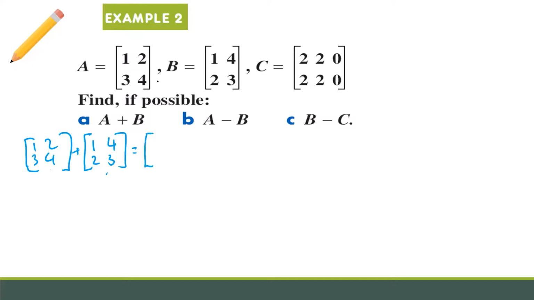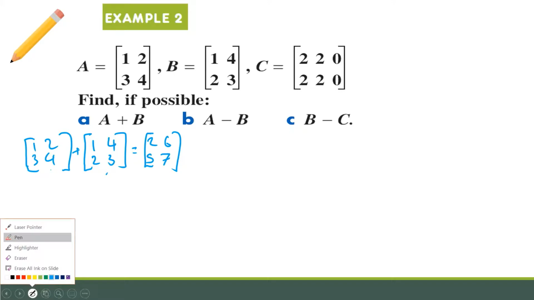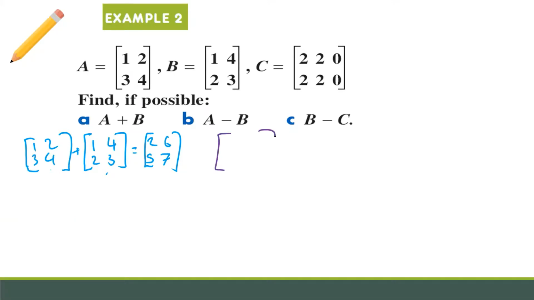That means that we add the top left, which becomes 2. We add the top right, which becomes 6. We add the bottom left, which becomes 5. We add the bottom right, which becomes 7. 2, 6, 5, 7. With the second one, I'm going to skip a step here because I'm just going to write down the answer. This second one is A minus B. So 1 minus 1 is going to be 0. 2 minus 4 is going to be negative 2. 3 minus 2 is going to be 1. 4 minus 3 is going to be 1. So 0, negative 2, 1, 1.